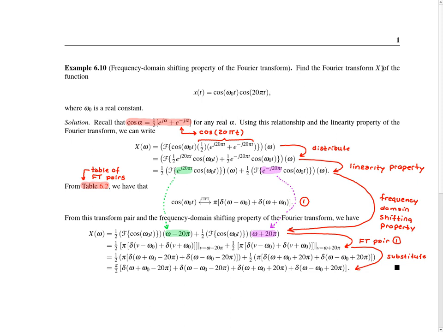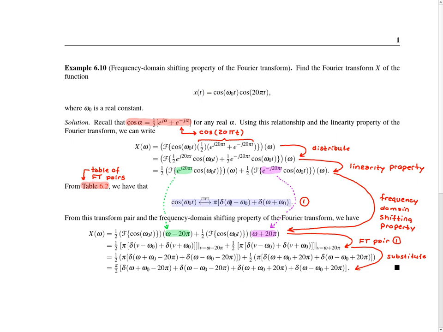In this example, we're asked to find the Fourier transform big X of the function little x, where little x is given by this formula here, and omega naught is a real constant. Now the first observation we can make is we already know how to deal with this cos omega naught t factor, because this appears as one of the pairs in our Fourier transform table.